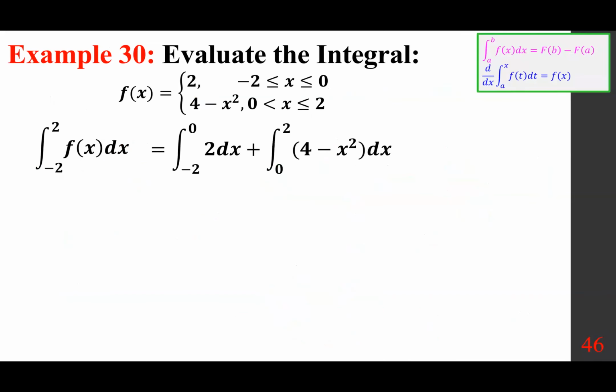We want to evaluate the integral of f of x dx from -2 to 2, where f of x is defined as 2 when x is between -2 and 0, and 4 minus x squared when it's from 0 to 2. Therefore, we have to use this piecewise defined function. So we use the 2 from -2 to 0, and then from 0 to 2, we use 4 minus x squared. It's important to understand what happens here, everybody.